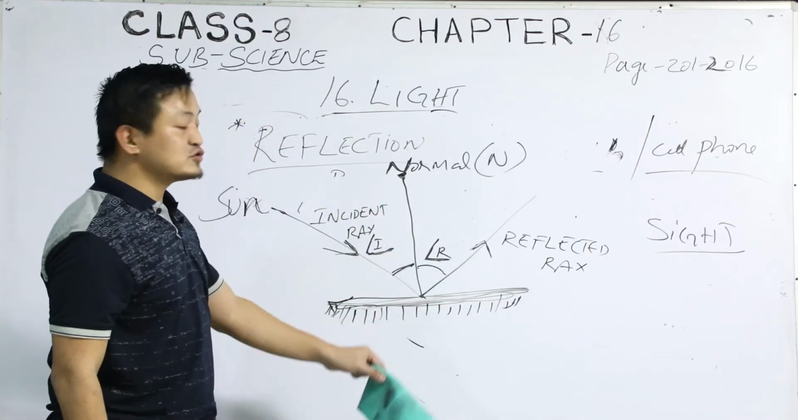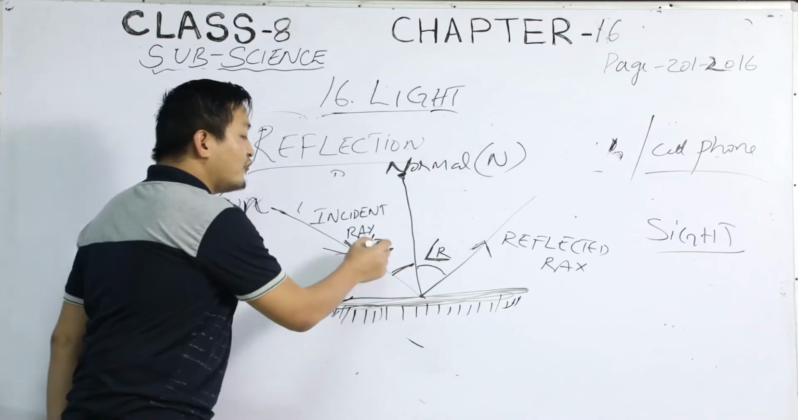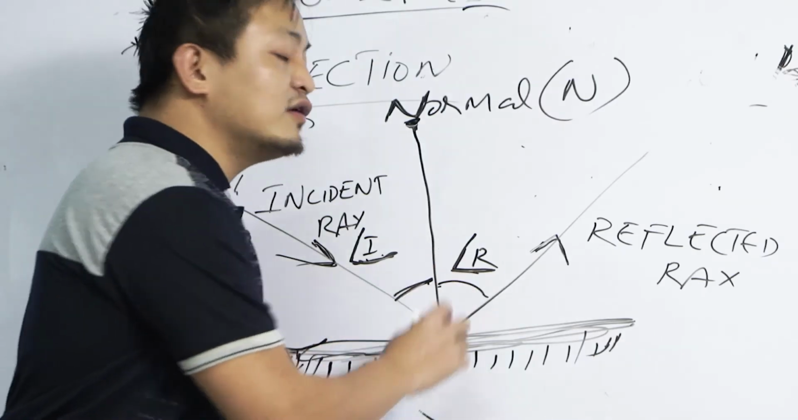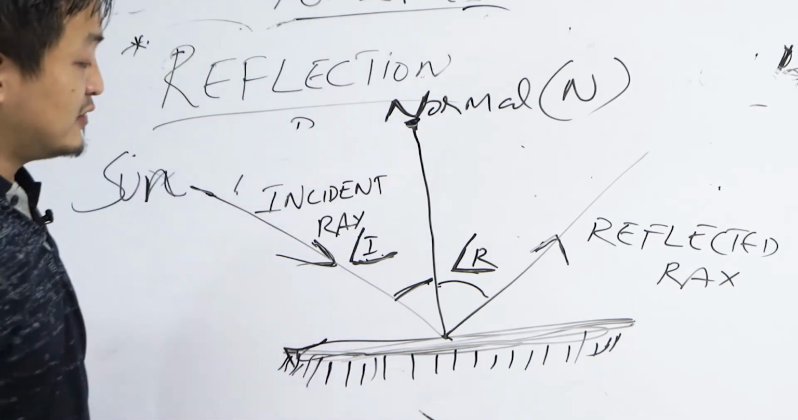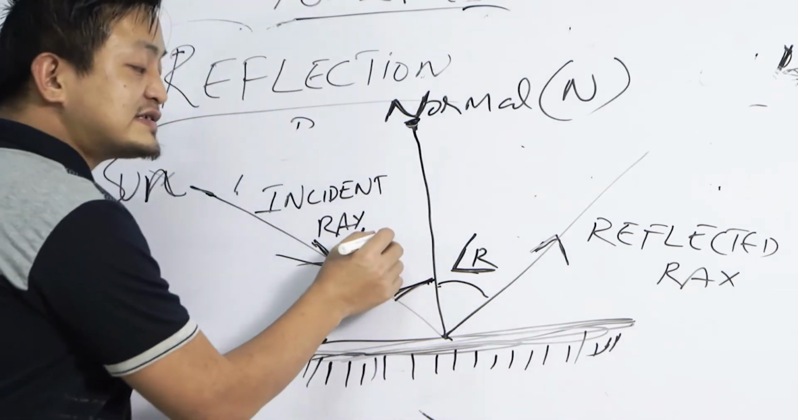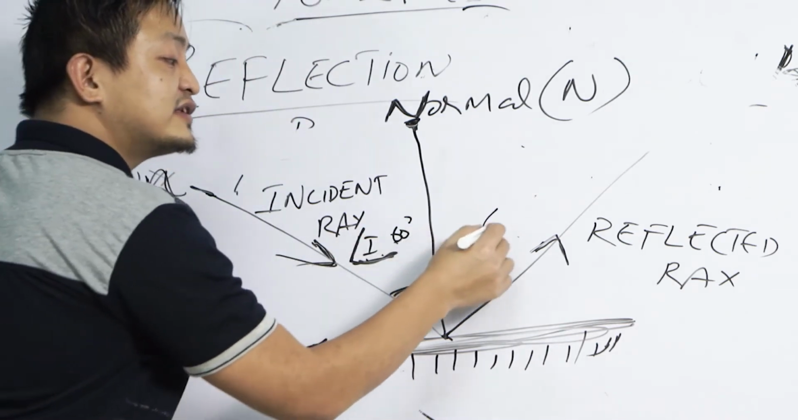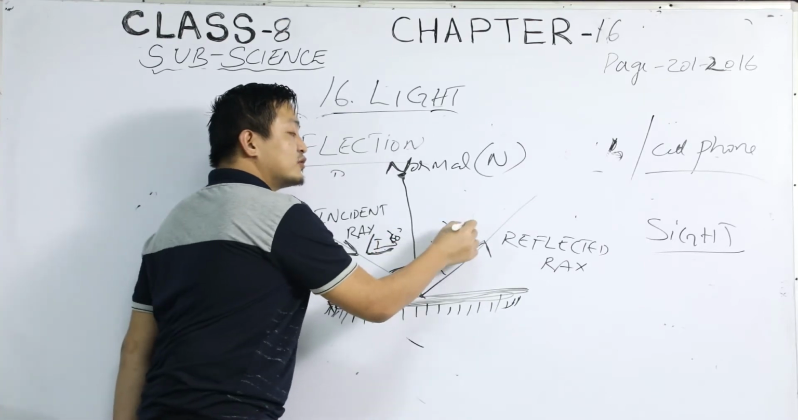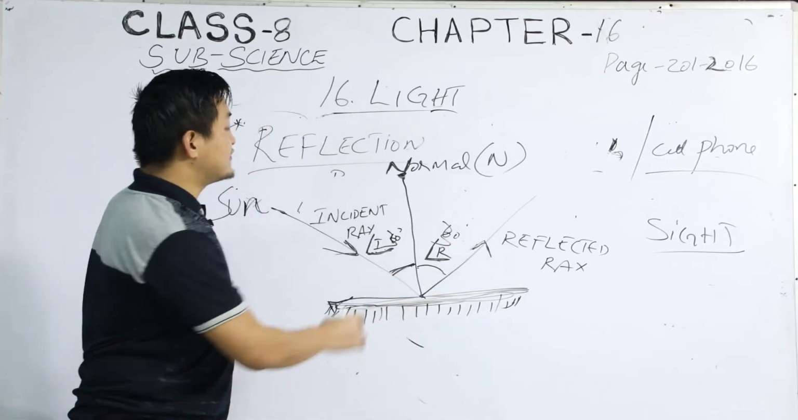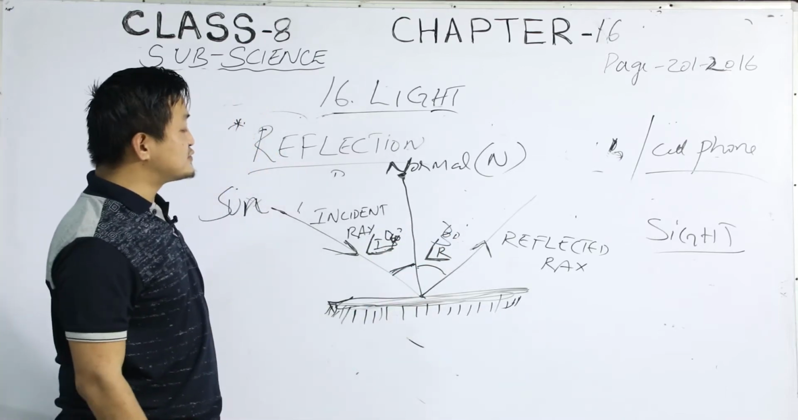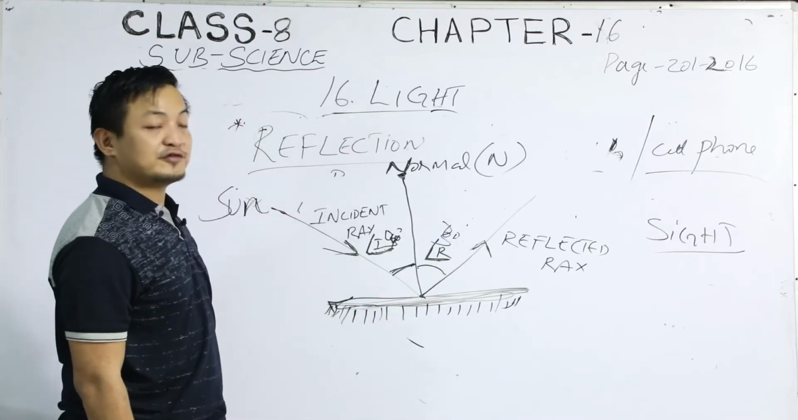Now, from here, students, let me tell you that the angle of incidence will always be equal to the angle of reflection, clear? Suppose this one is 60 degrees, then even this one will be 60 degrees. If this one is 30 degrees, then even this one will be 30 degrees. If this is 45, then this also will be 45. So, the angle of incidence will always be equal to the angle of reflection.